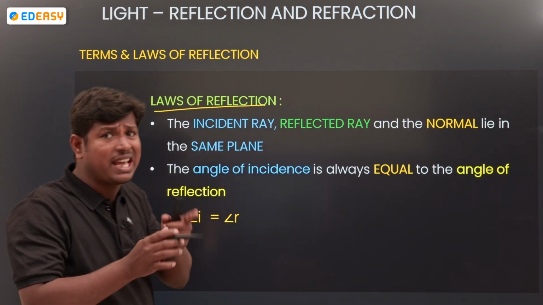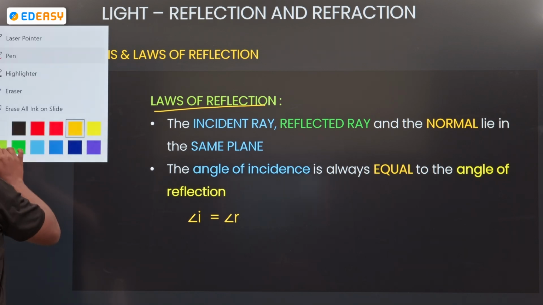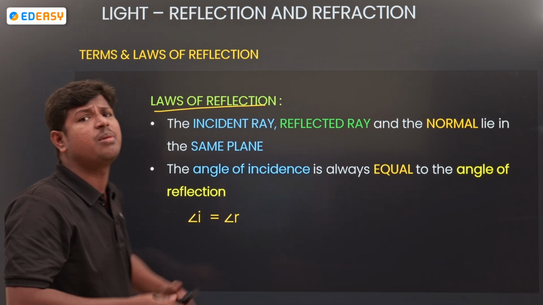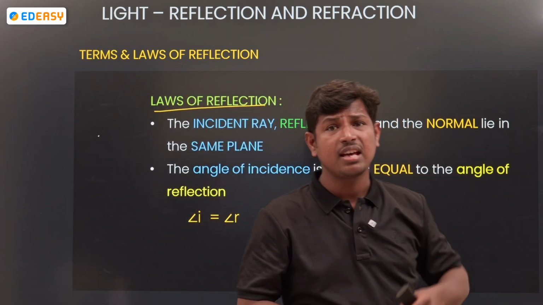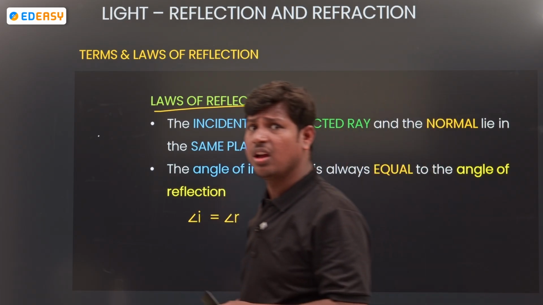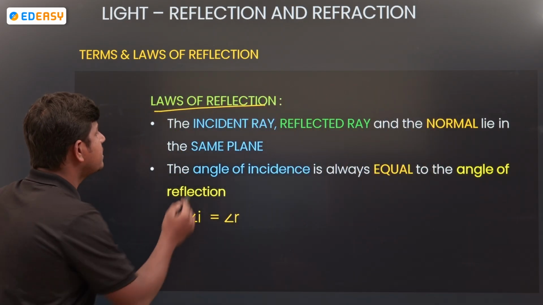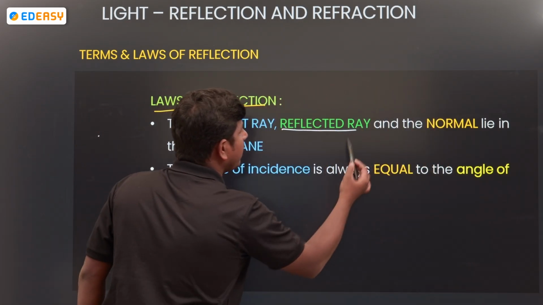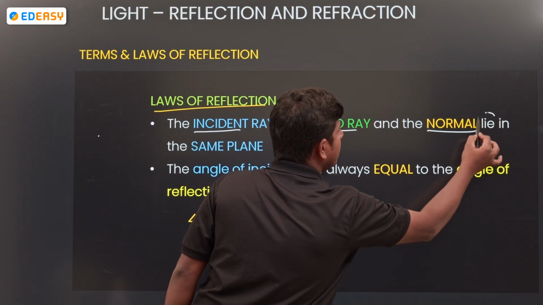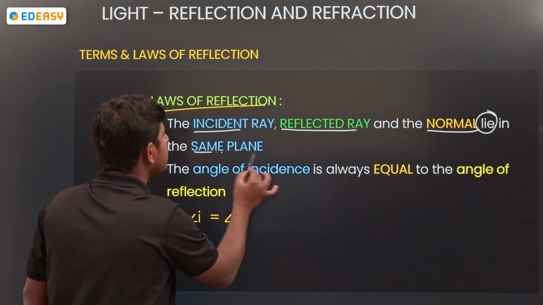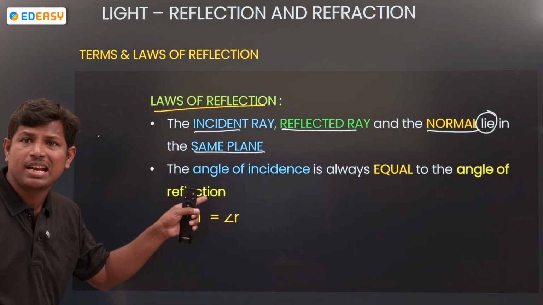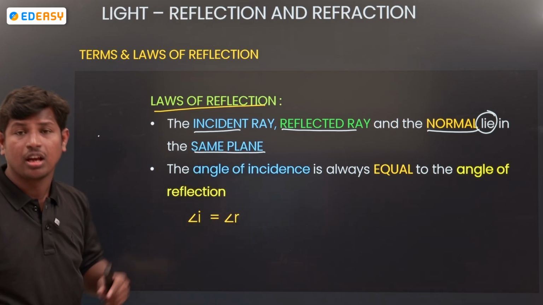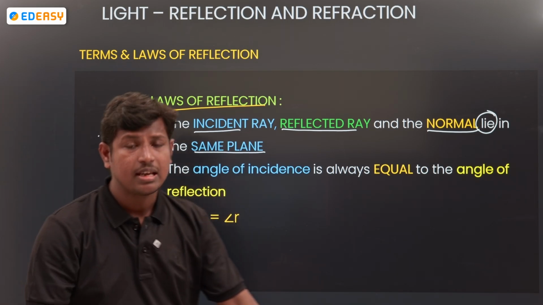Next, laws of reflection. If reflection takes place, we have some laws. What are the laws? Incident ray, reflected ray and normal lie in the same plane.